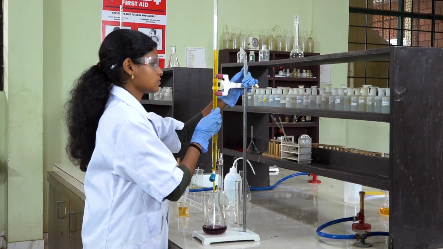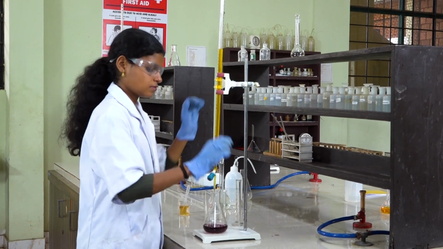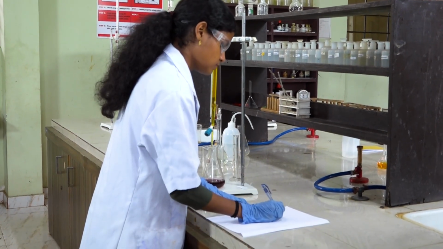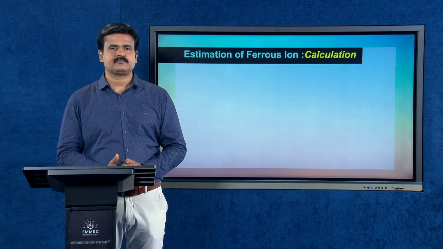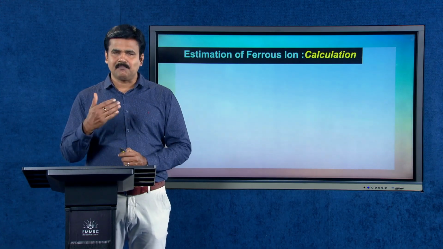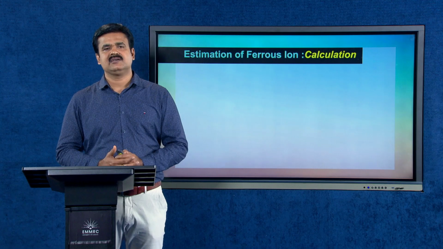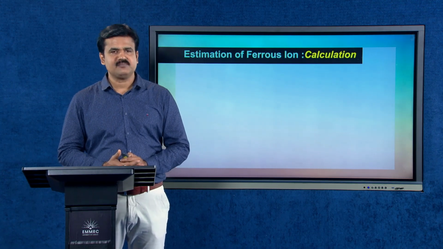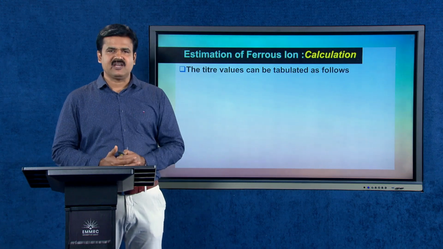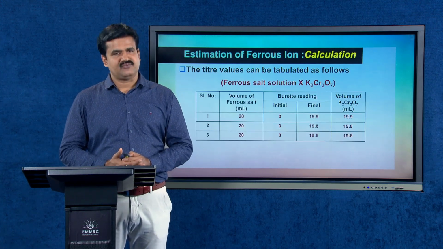Titer value from the burette. Now place the burette back, record the titer value and repeat for concordant values. Now we have completed the experimental part of the estimation of ferrous iron and now entering into the calculation part. The titer values can be tabulated as follows.